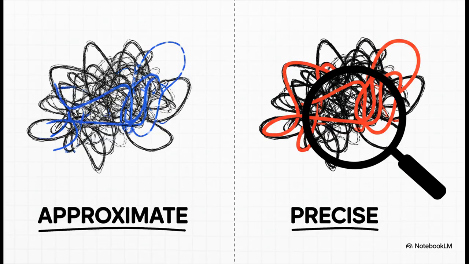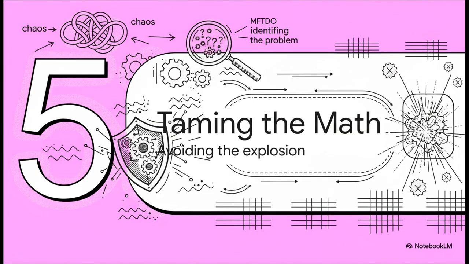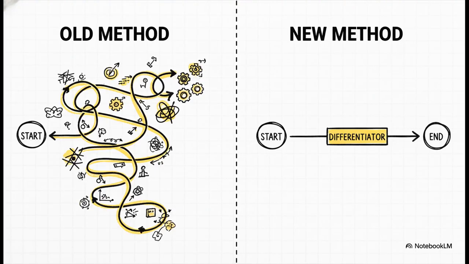Now let's switch over to the second part, because this is where it all comes together. While the MFTDO is busy identifying the problem, the CFB is busy taming the math. This is the key to avoiding that whole computational explosion we were just talking about. And this right here is the shortcut.